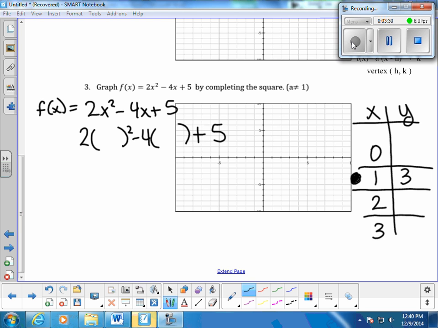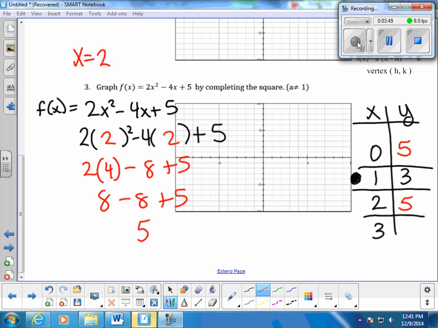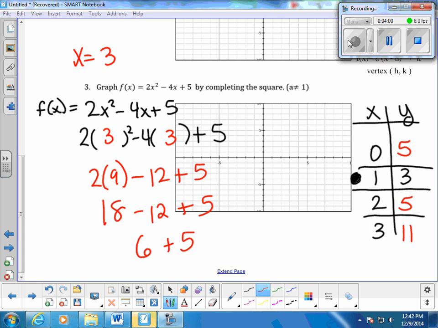Everywhere there is an x, I put a parenthesis, and then for my first one I'm going to plug in 0. If you plug in 0, you would get 0 here, 0 here, and you would just get 5. We're going to do the same thing with a 2. I'm going to pause it and do 2. Alright, check your work. If you plugged in 2, you would get the ordered pair 2, 5. And one more time with 3. Check your work with x equals 3. We should get the ordered pair 3, 11.